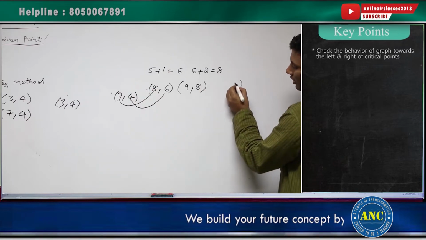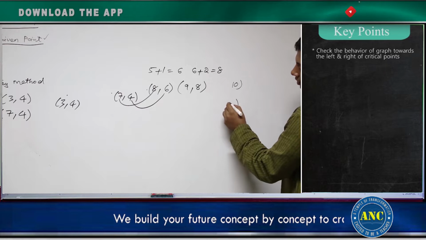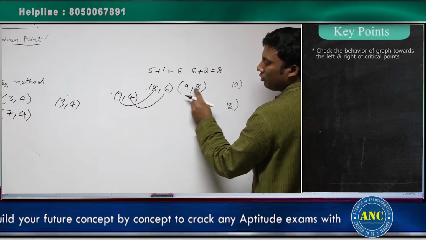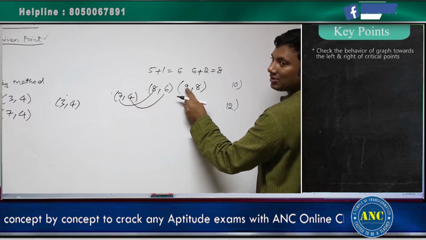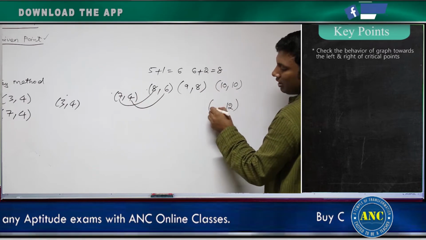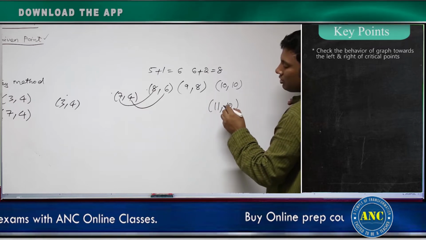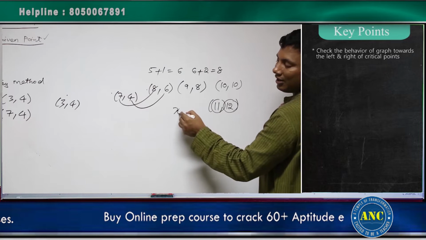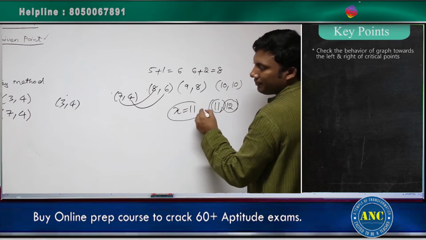That means after 8, I will get 10. After 10, I will get 12. Increase in y by 2 has resulted in increase in x by 1. 9. What will be the next value? 10. What will be the next value? 11. That means to get the right hand side 12, what should be the value of x? 11. x is equivalent to 11.